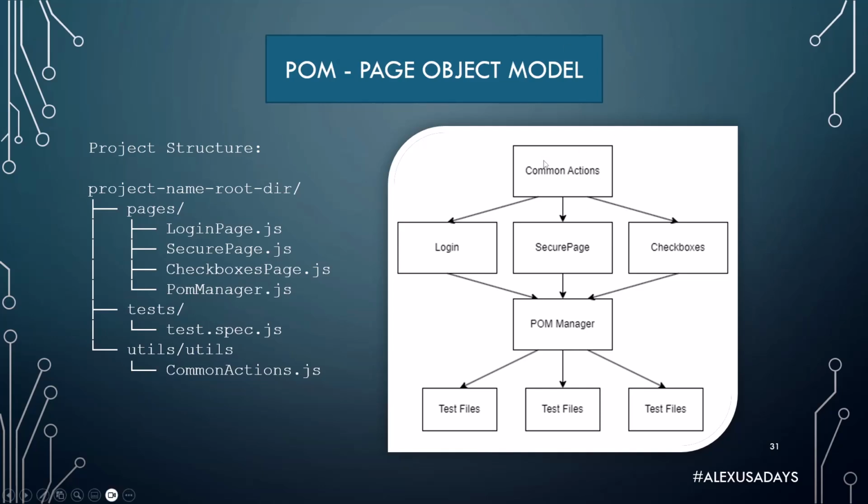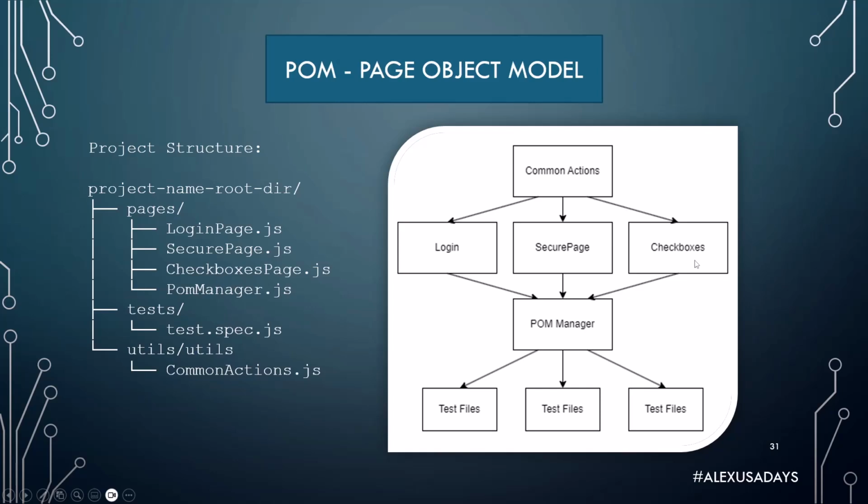So you initiate your common actions. One of them would be, let's say, go to a page, right? So you start in common actions that get imported in all of the pages. So those pages can use those common actions. Then the pages themselves are imported in the POM manager file, so you don't have to import all of those pages separately in each test file. And then in your test file, you just import POM manager, where you can reach the login, the secure page, and all other pages.